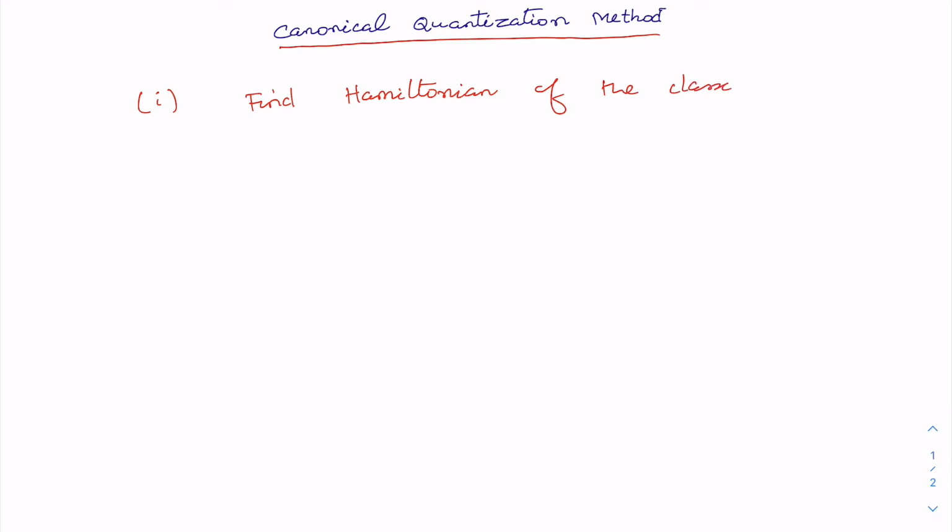The strategy for quantization of a classical system that we adopt was suggested by Dirac, and this is called the canonical quantization method. The strategy for quantization is as follows. First of all, find the Hamiltonian of the classical system. Once you find the Hamiltonian of the classical system, then look for appropriate canonically conjugate variables.